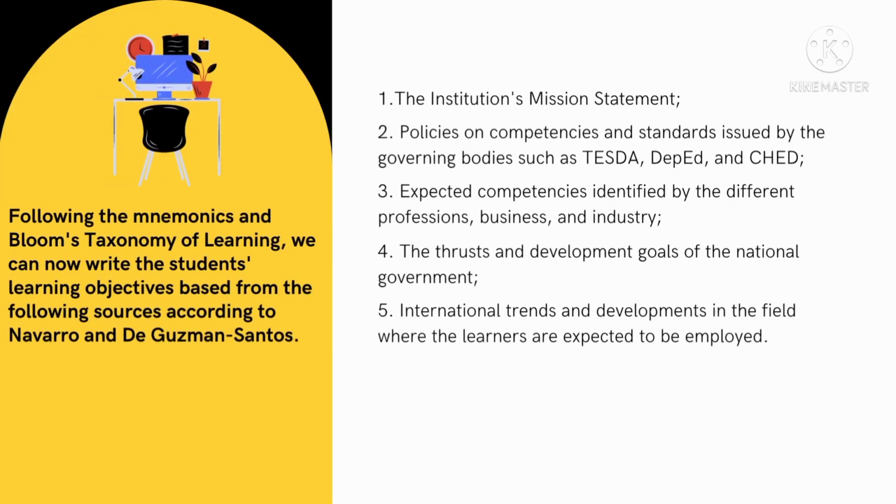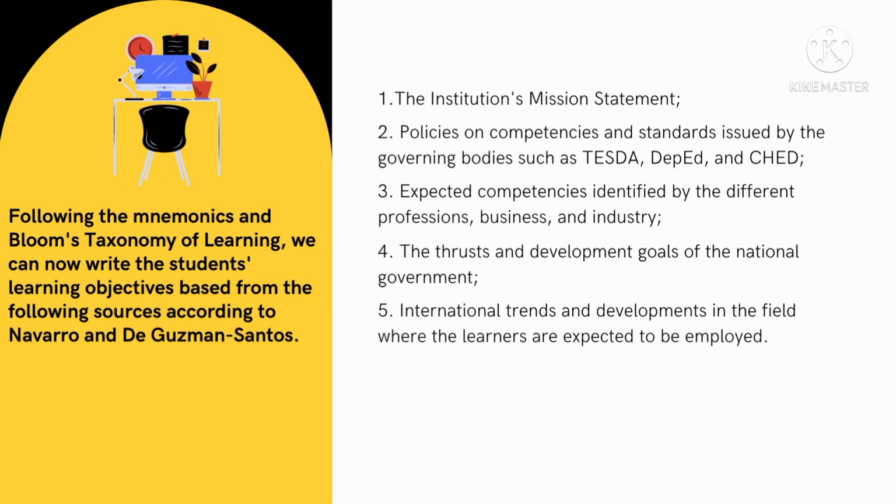Now that you are ready in creating student learning outcomes following the SMART mnemonics and Bloom's taxonomy of learning, there are some other things to keep in mind when writing these learning objectives. These are according to Navarro and de Guzman Santos. First, the institution's mission statement. Let us be aware that the student learning outcome should be aligned with the mission of the institution. For example, we are working with DepEd, so that we should make the learning outcomes aligned with the DepEd mission.